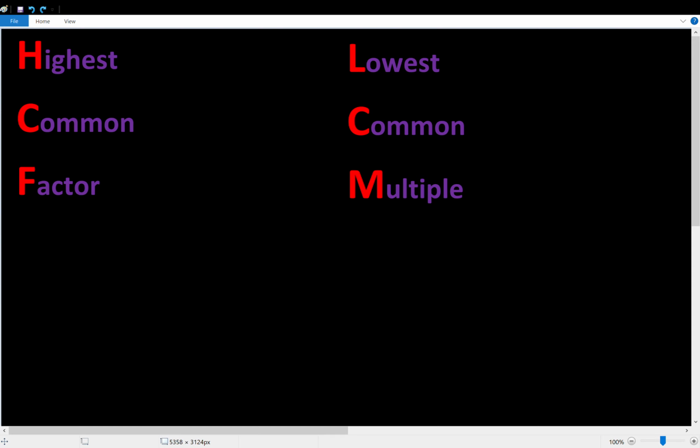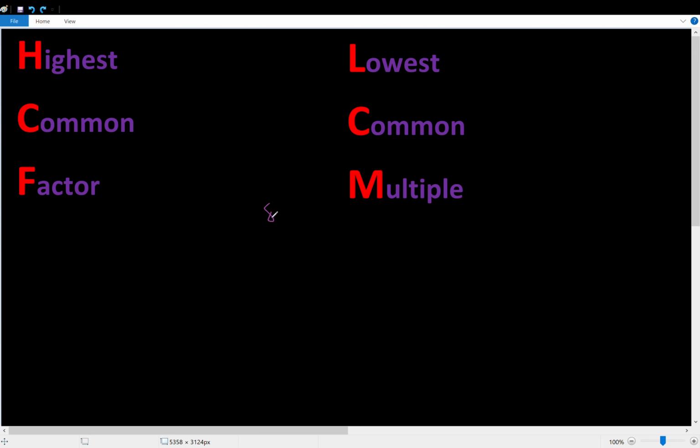The highest common factor is the largest number that will divide into numbers that we are given, like a pair of numbers or a few different numbers that we are given. And the highest common factor is the largest number that will divide evenly into all of the numbers we have. The lowest common multiple is the smallest number that the numbers that we have will divide into. Now that might sound a bit confusing, so let's just take two numbers as an example and work from that.